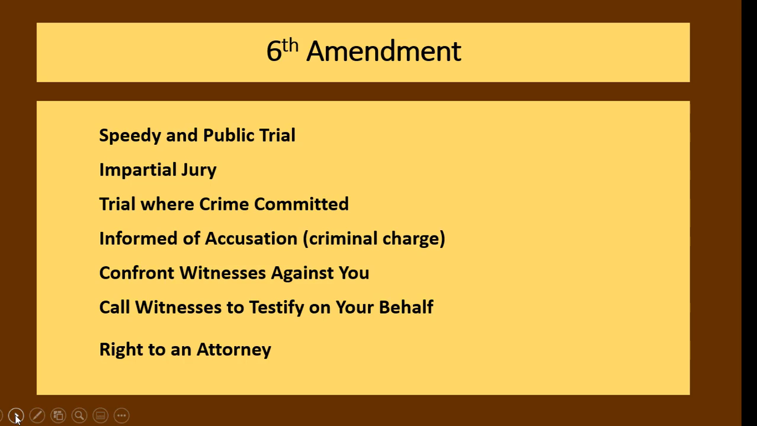Sixth Amendment, awful lot here, I know, but you got to know where this stuff is located. Speedy and public trial, impartial jury, that your trial is held where the crime is committed. Of course, that doesn't mean at the crime scene. That wouldn't be right. It means in the city, the county, the region where the crime was committed. That you have the right to confront witnesses against you, that you have to be informed of what you're accused of, which in common language means being told what you're criminally charged with, calling witnesses to testify on your behalf, and that you have a right to an attorney.